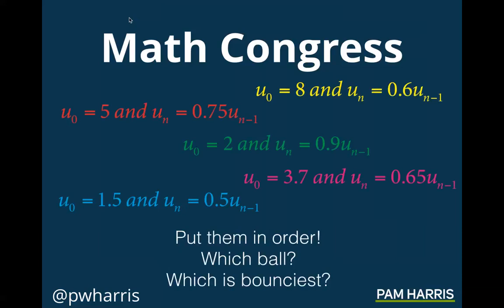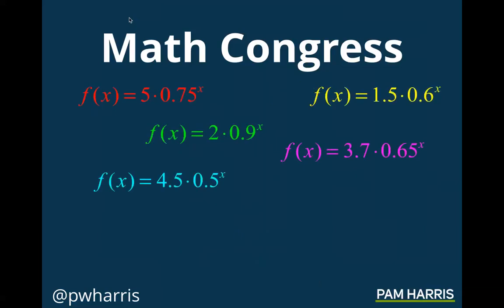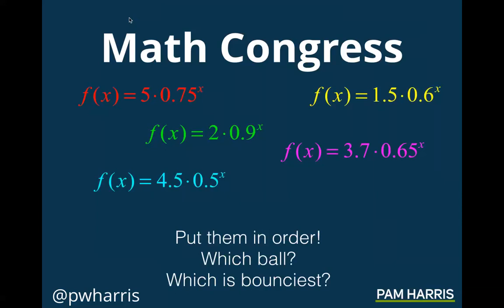Now, unfortunately, I'm running short on time, so we're not going to take a lot of time here, but I would have the kids parse out how they know which one's bouncier, and by doing that, they're really working on the parameters of a geometric sequence. Or I could give them the exponential functions, if that's what we're working on, and they could be working on the parameters of an exponential function.